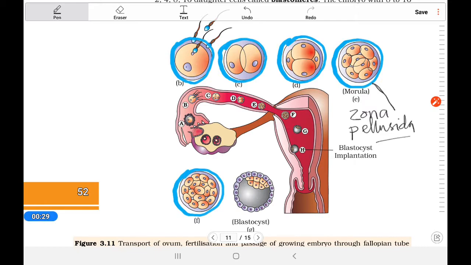You know that first, the zygote divides into the two cell stage. It takes 30 hours to do that. The zona pellucida, that ZP layer, is over it. It's a protective layer, and here the division is simple holoblastic equal cleavage.